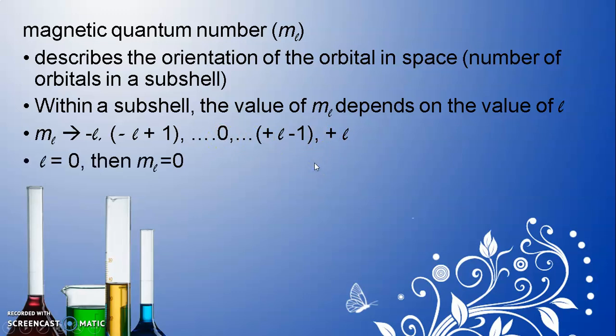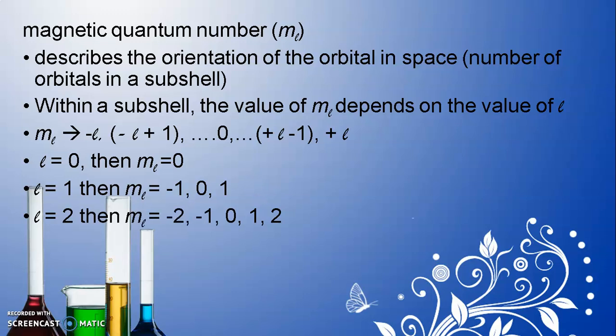So for example, if you have energy level 1, your L value is 0, so your ML is 0. Obviously, there is no negative and positive 0, so that's only 0. But if your L is 1, your ML value is negative 1, 0, and positive 1, which means that L corresponds to P. P then has three orientations. That is negative 1, 0, or 1. Or it is depicted as Px, Py, and Pz.